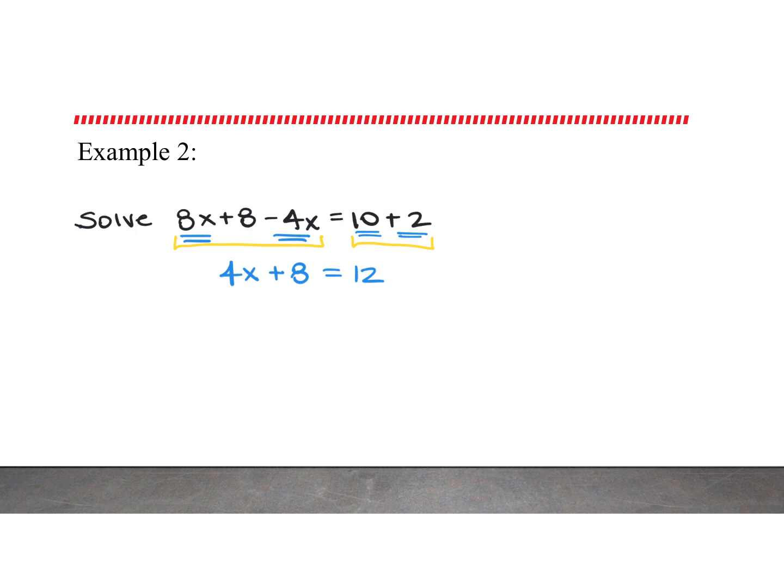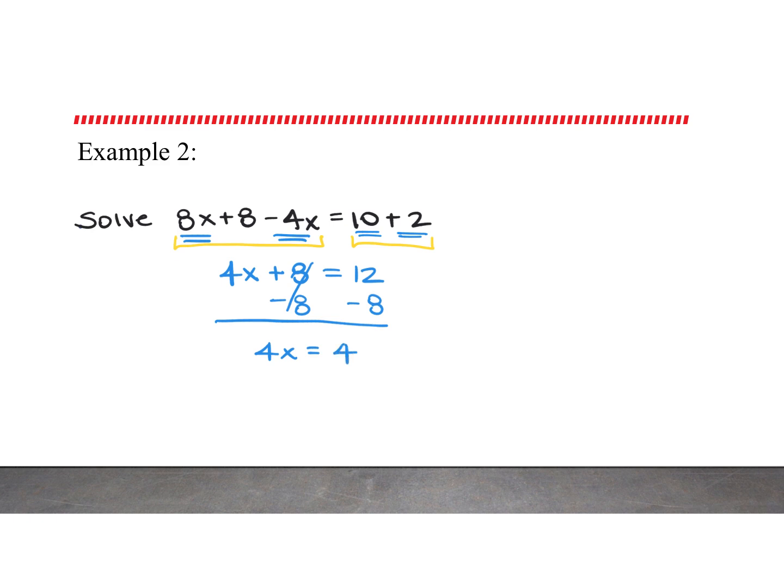So now, like example 1, we want to move this plus 8 away from the variable term. So since it's positive, we are going to subtract it. Subtract the 8 from both sides. 8 minus 8 cancels, and we are left with 4x on the left. On the right, 12 minus 8 is 4.